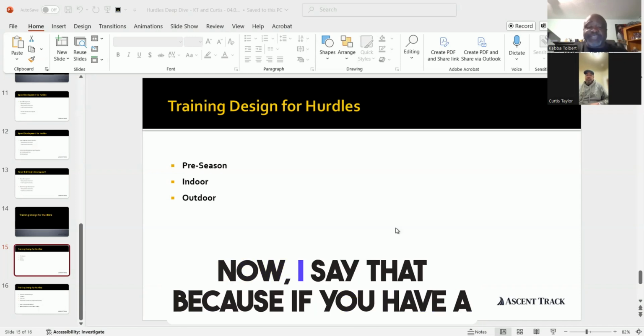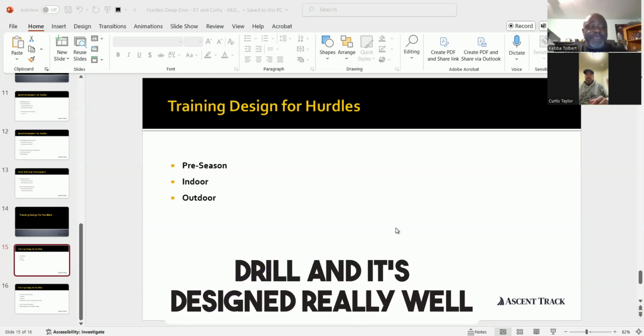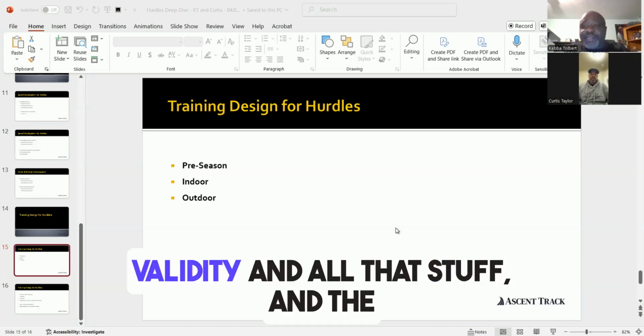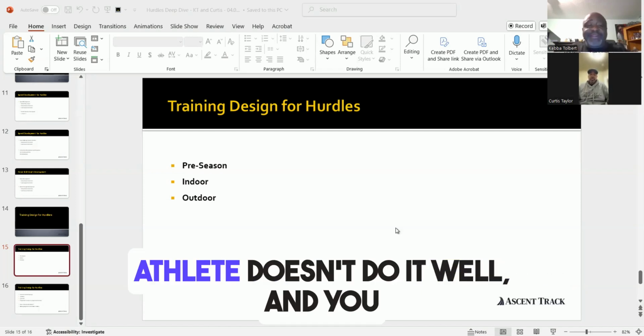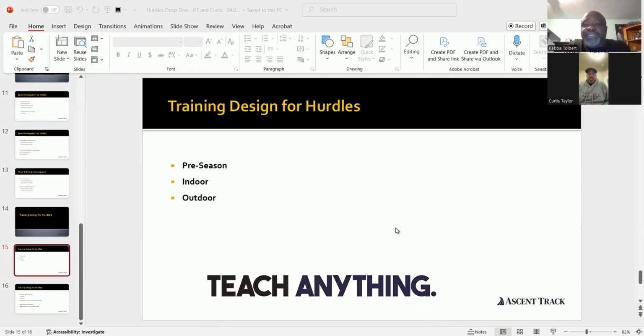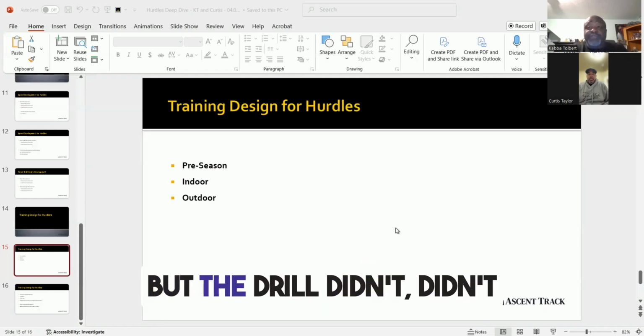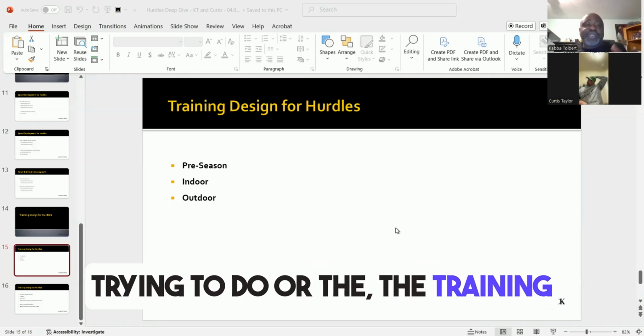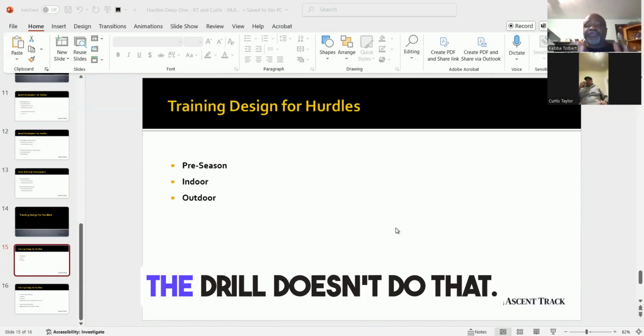Now, I say that because if you have a drill and it's designed really well and it's got construct validity and all that stuff, and the athlete doesn't do it well and you let the drill keep going and let it be done poorly, well, the drill didn't teach anything. The drill might illustrate something, but the drill didn't accomplish the technical thing you're trying to do or the training design aspect you're trying to cover. The drill doesn't do that.